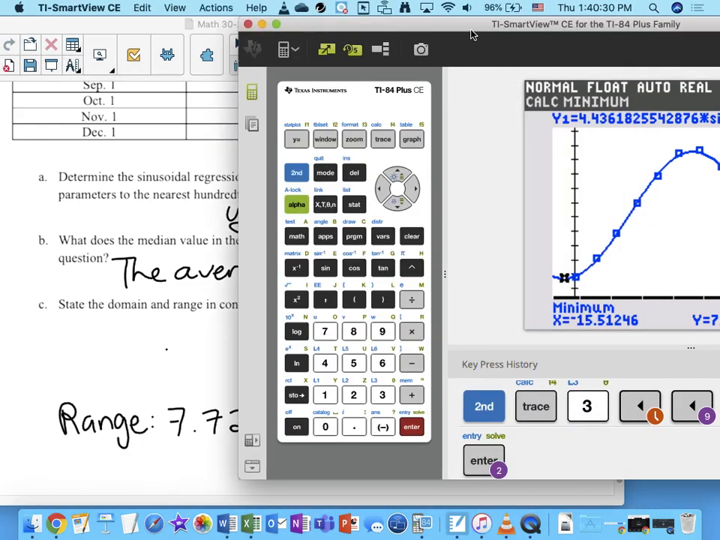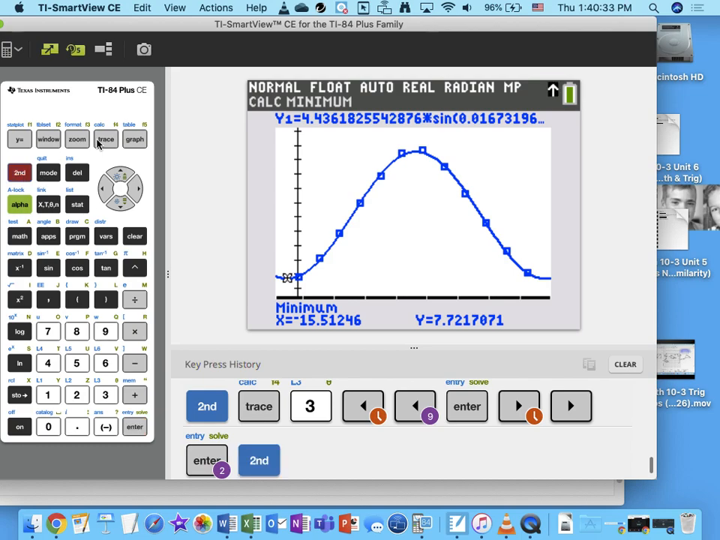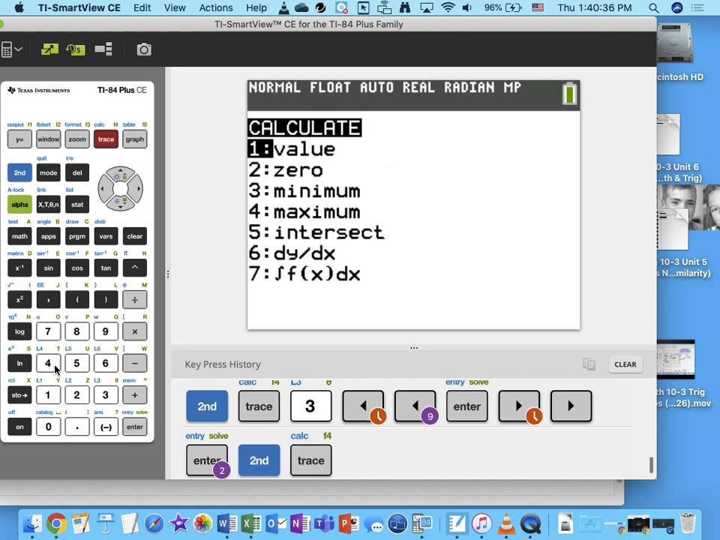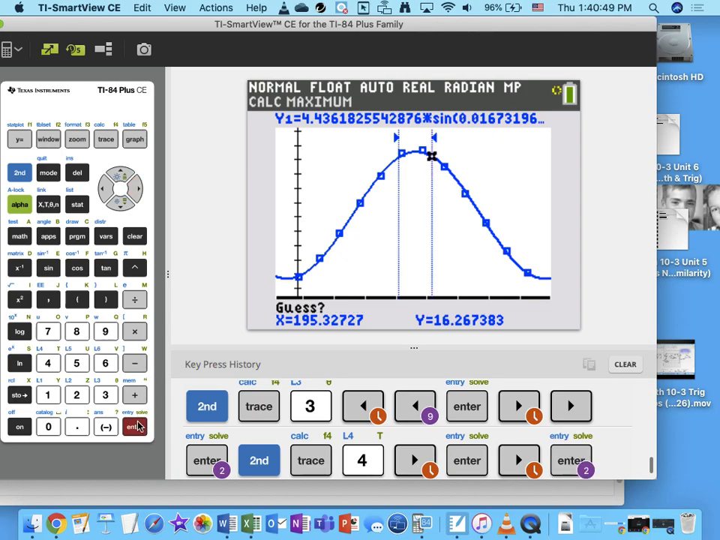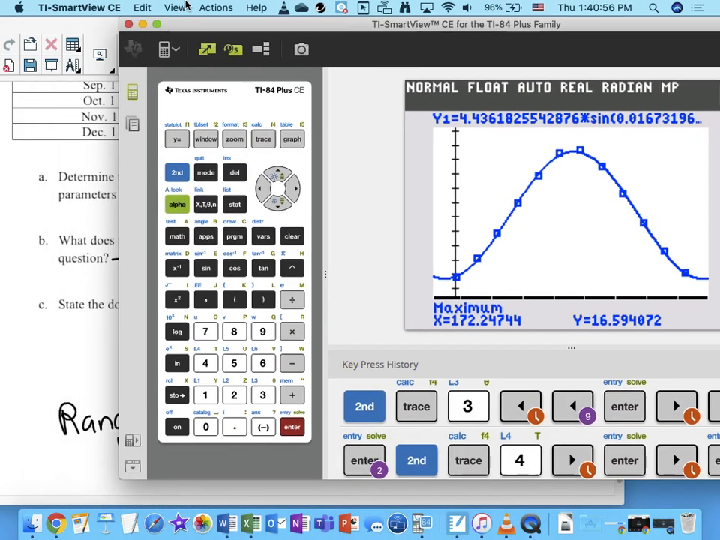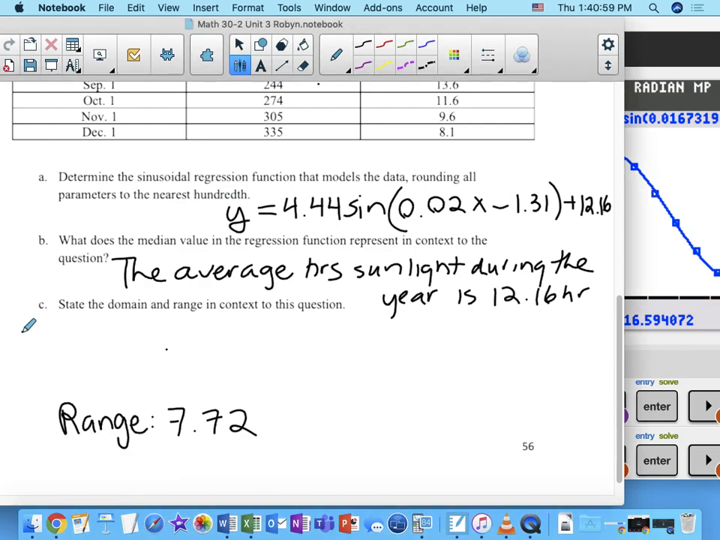and that's at 16.59. It actually would have been fine to use the rounded values for this one, but we're not going to get into that now. So this is y, 16.59. It's good to look at the graph too. Okay, that's my range.